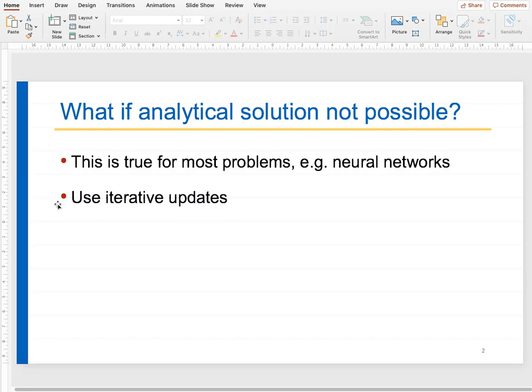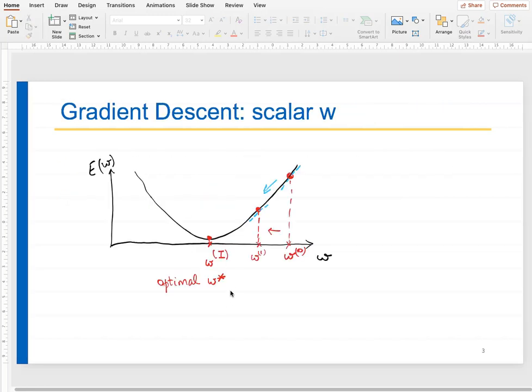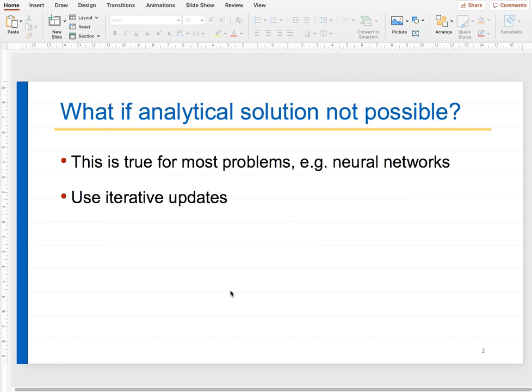But what if an analytical solution is not possible? If your form is so dirty that you cannot solve it exactly, what do you do then? Then you have to use approximate solutions or iterative solutions. What are iterative solutions?